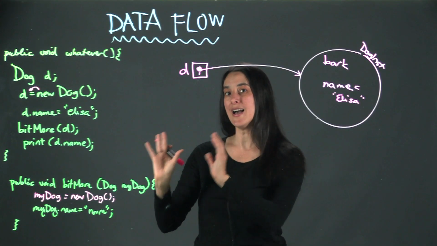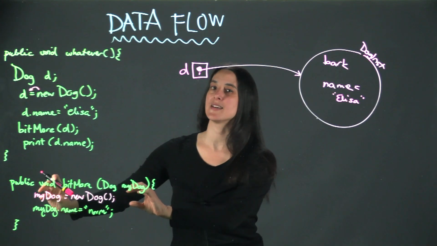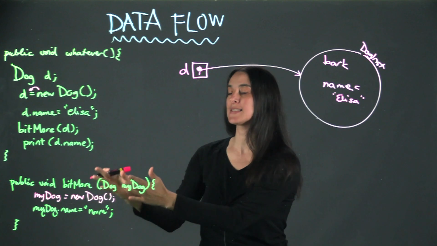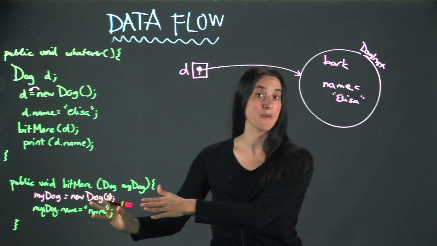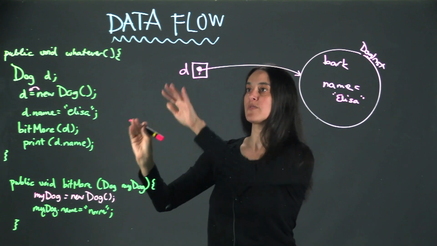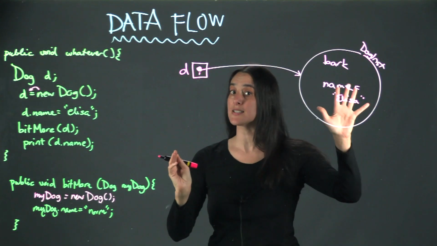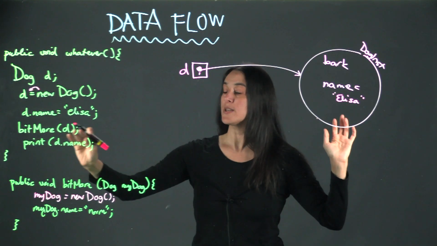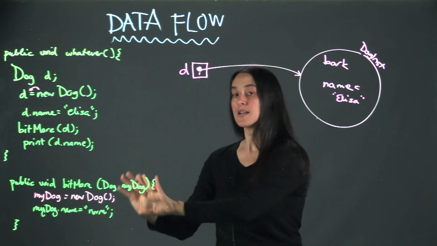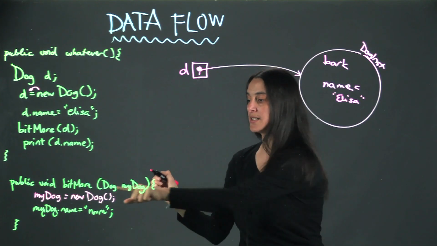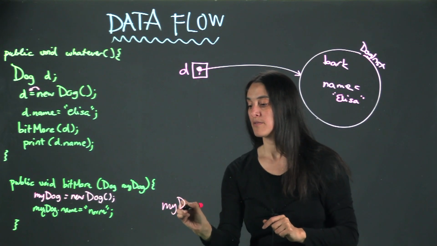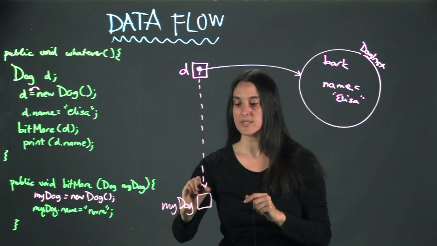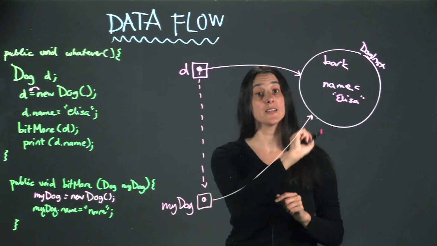Okay, so I've added another little line of code in this method, just so that we can roll back and see what would have happened if we had a second dog instance that we created within this method. So let's walk through it all again. We've already got D, and we've got it assigned to this object instance. It's already named Elisa. Now we call our bit more method. And so that comes down here, and we declare our MyDog variable, and we end up copying this reference down, which means that we have a reference up to here.